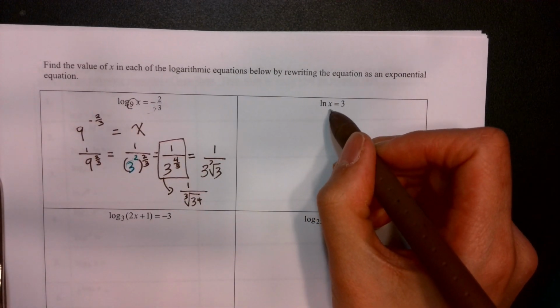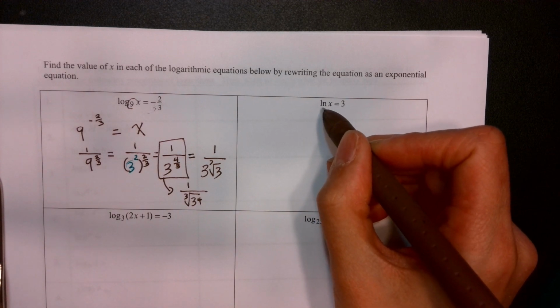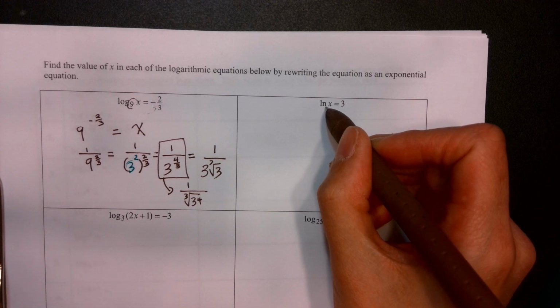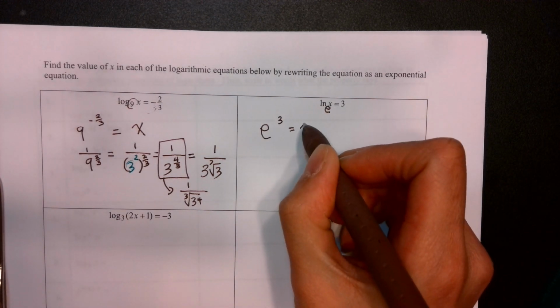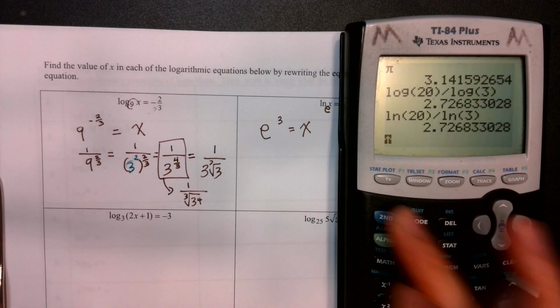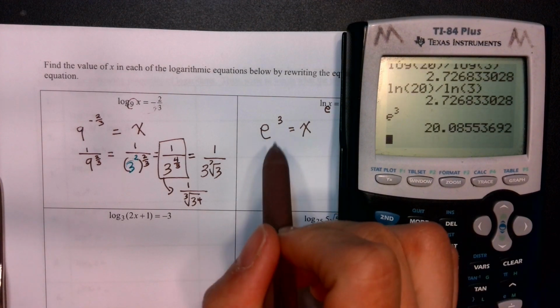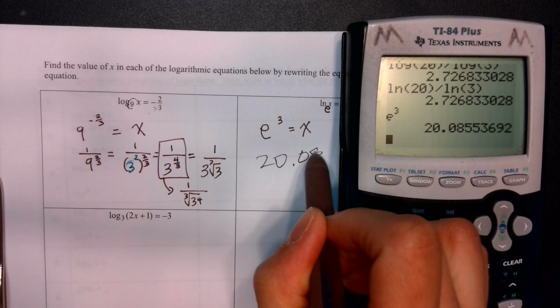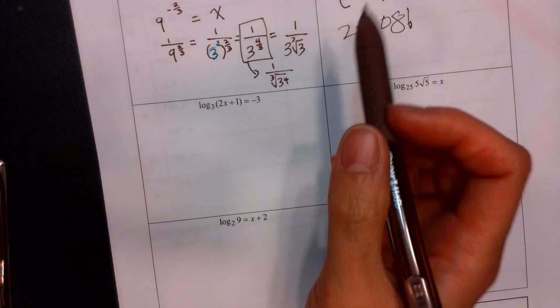Ooh, I don't see the base. What is the base here? Do you see it? Natural log. Natural log has a base of e. So e to the 3rd power is equal to x. How would I find what x is? Super simple. You literally plug it in your calculator. E raised to the 3rd power, 20.086. Okay?